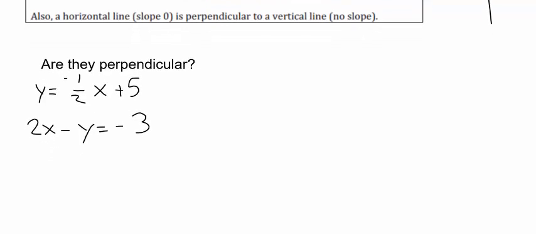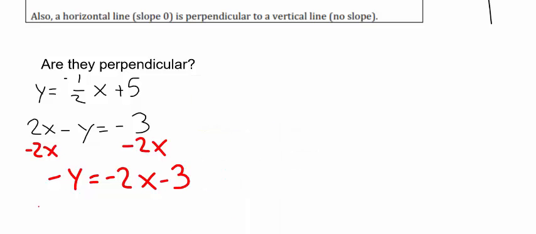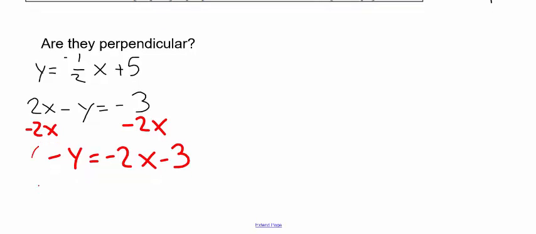Alright, so notice that first equation there is in slope-intercept form. The second one is not, so we need to get that second equation in slope-intercept form. So I'm going to subtract 2x from both sides. I have negative y equals negative 2x minus 3. Now I've got to get rid of that negative sign, so I'm just going to multiply everything by a negative 1. So I get y equals positive 2x plus 3.